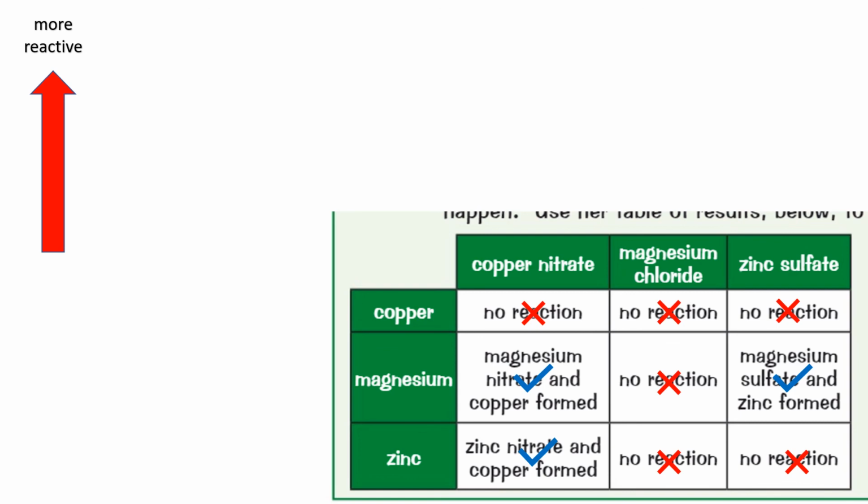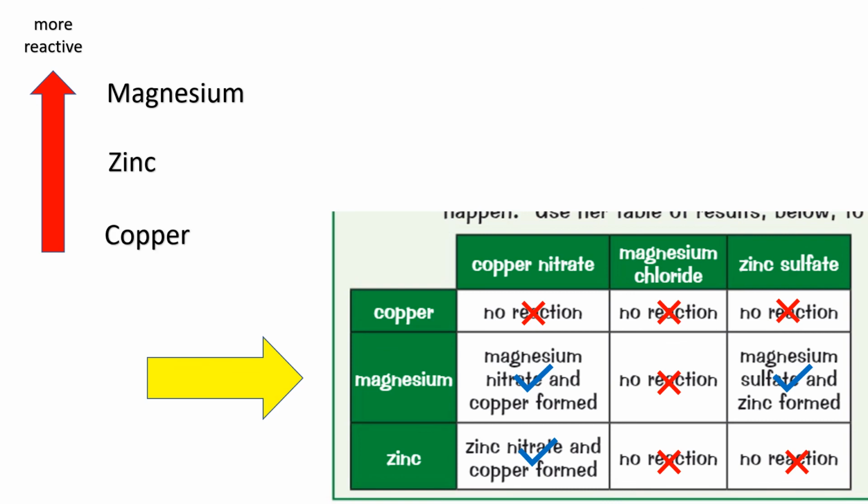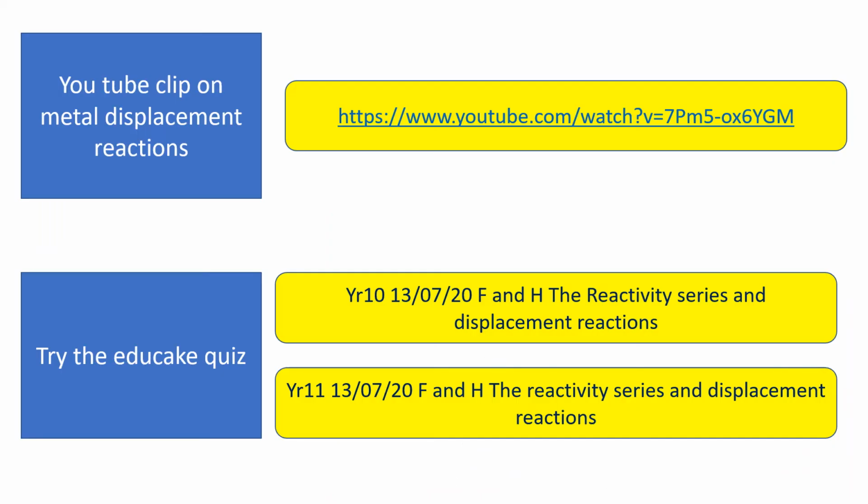I'm going to make sure I'm looking at the correct metals. Am I looking at the ones on their own? Am I looking at the compounds? I'm looking at the ones on their own. Okay, right. Which one's got the most ticks? Magnesium, then zinc, then copper. Does that make sense? Magnesium, zinc, copper. Yes, it does. It follows along with what we know.